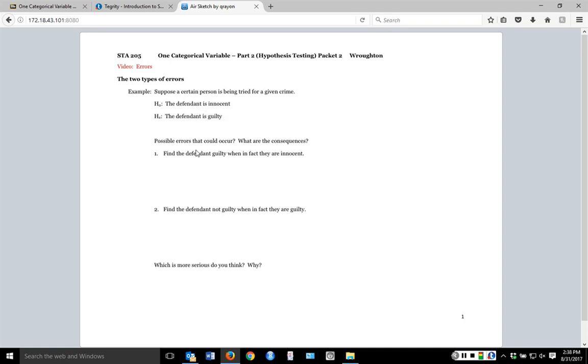In this situation, there are two different errors that could occur, and we're going to talk about the consequences that could result if those errors did happen. So the first thing we could find is that the defendant is guilty, but in fact, they really are innocent. So first of all, that's a bad decision, right? We find them guilty when they're innocent, so I am committing an error. But what bad things could happen if that were the case?